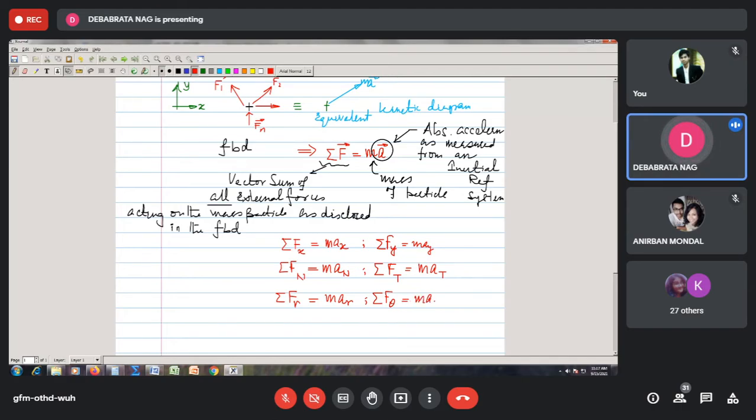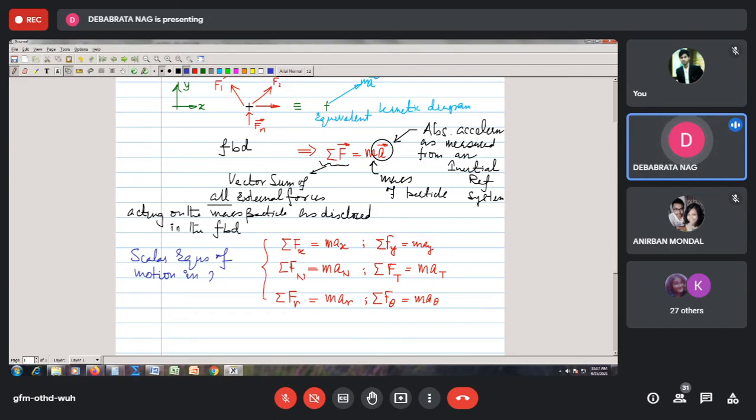So if you see here, for plane motion, these are all scalar equations. These are your scalar equations of motion in 2D.